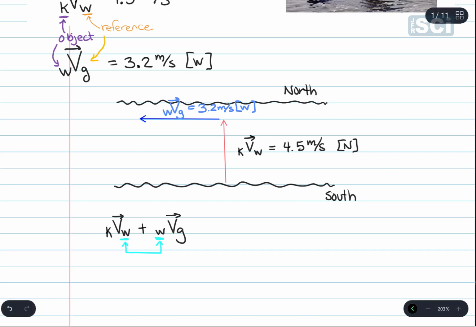Because when we add these two vectors together, if we look at the picture, if we go from the tail of the very first vector to the head of the very last vector, we end up getting the resultant. And that resultant will be the result of adding these two vectors together. So it would be how the kayaker is going to move relative to the ground.